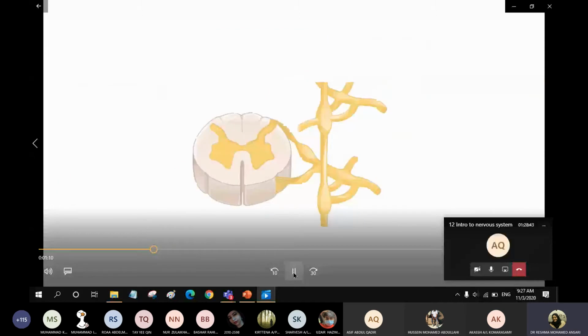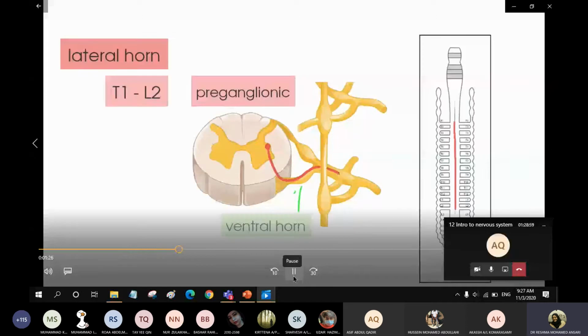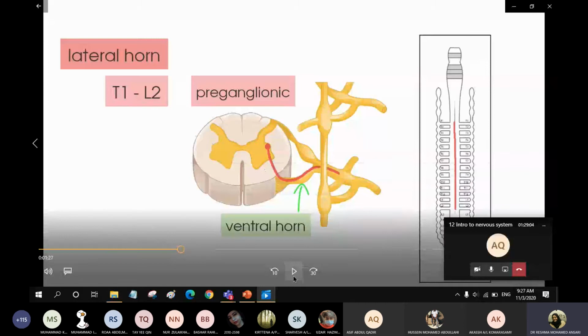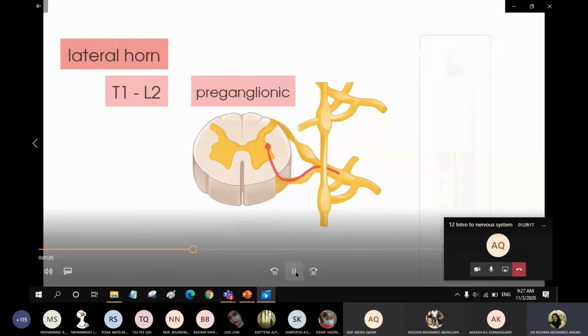So now what happens? The first type. From the lateral area, which is called the lateral horn. The lateral horn is indicated by the red color. It is only present in T1 to L2. So the red fibers travel from the lateral area through the preganglionic fibers, which are myelinated, to enter the ganglion. They travel through the ventral horn of the spinal nerve. So that red color indicates the preganglionic fibers.